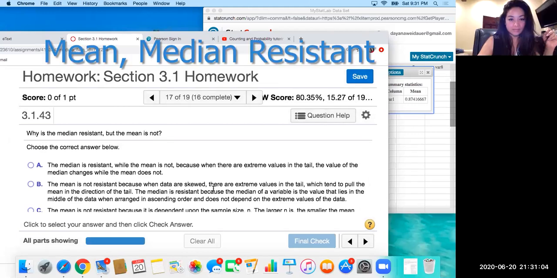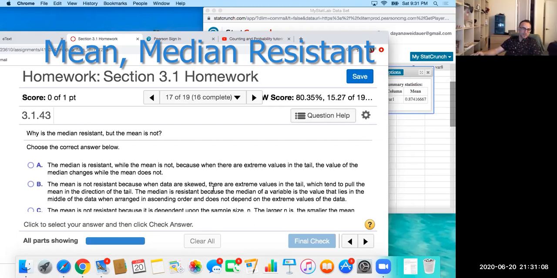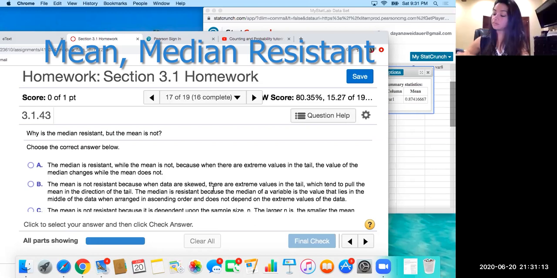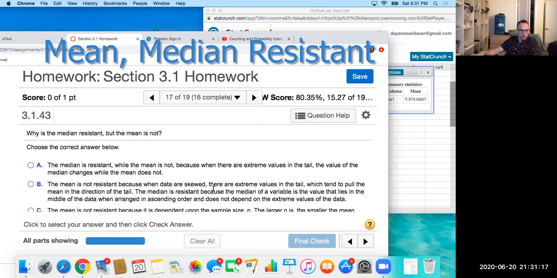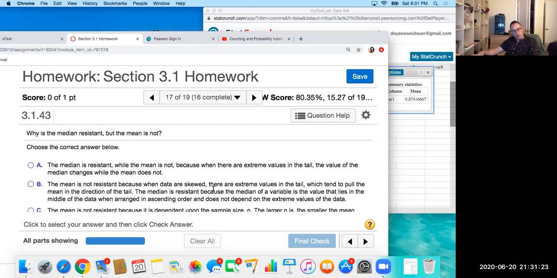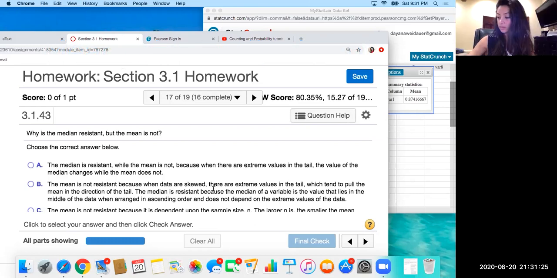Okay, so why is the median resistant, but the mean is not? The median is resistant because it does not include outliers. The median does not include outliers. It's just the center value. But the mean does include all values. The mean includes all values.